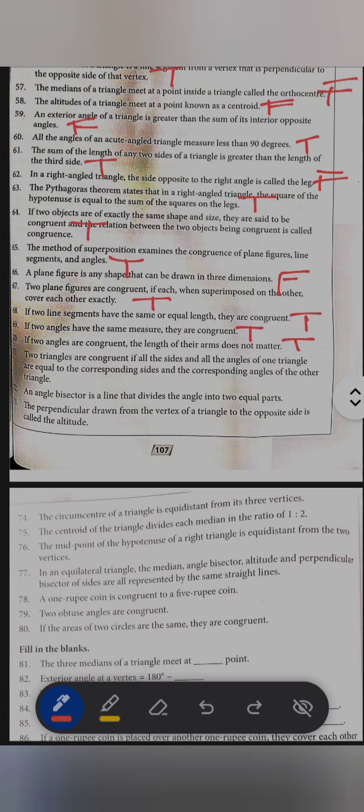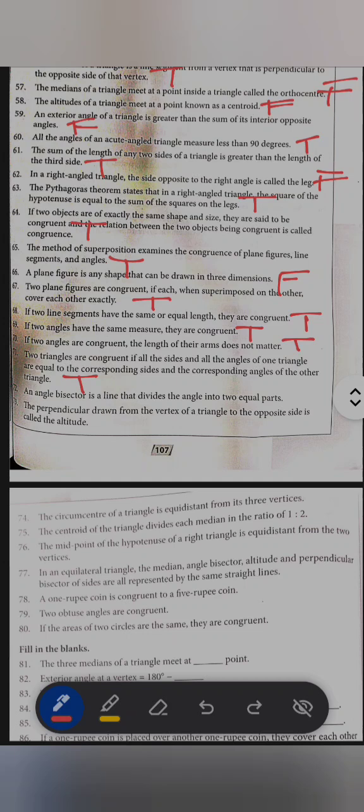Now, the next one. Two triangles are congruent if all the sides and all the angles of one triangle are equal to the corresponding sides and the corresponding angles of the other. Okay, so two triangles are congruent. There are so many criteria like SSS, where the three sides of one triangle are congruent to the three sides of the other, or SAS, two sides and the included angle equal to the other two sides and included angle, or ASA, two angles with the included side equal to the other two angles and included side. But here it has been given all the sides and all the angles. So criterion-wise, that one is also correct.